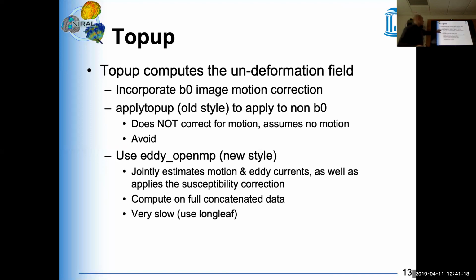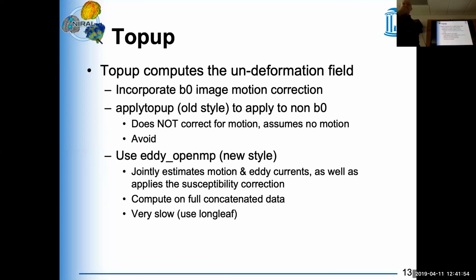The old style apply TopUp, which is still distributed, would not do motion correction. You had better have sedated scans or something like that if you want to do this. Otherwise, I think just don't do it, because often we do not necessarily need to correct for geometry. There's a new style, eddy OpenMP, which jointly estimates motion, eddy current correction, as well as susceptibility artifact correction. It's very slow, so use Longleaf if you can.